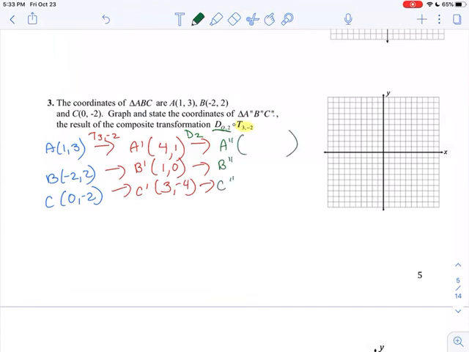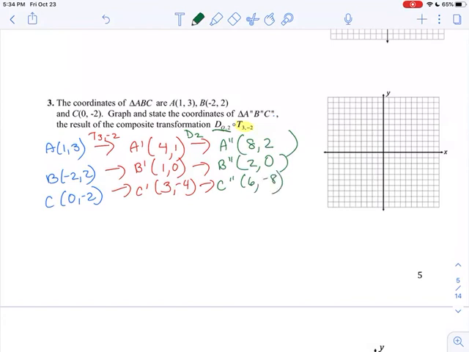And then I'm going to do my dilation of 2. That will be my final image. So dilation of 2, that 0 is just saying I'm dilating it from the origin. That means all I have to do is multiply both points by 2. So 4 times 2 is 8. 1 times 2 is 2.